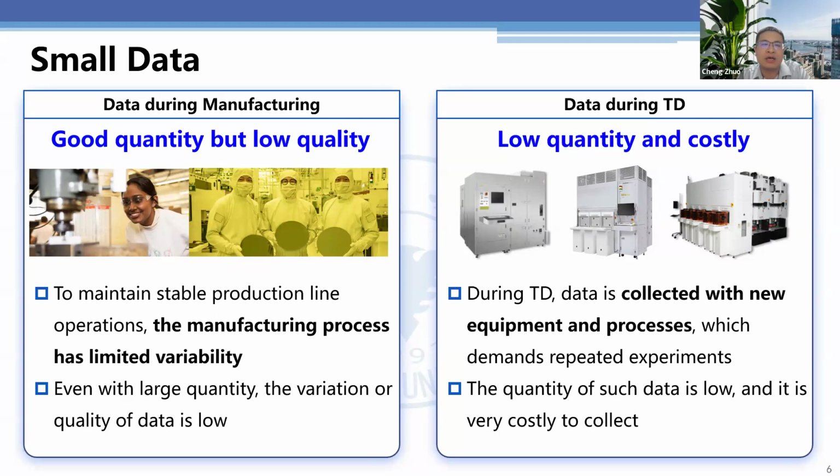On the other hand, during the TD, the variability of data is high. However, at that step, the quantity of data is low, and it's also very expensive to collect the right data. So that's the fundamental challenge we are seeing in IC manufacturing.